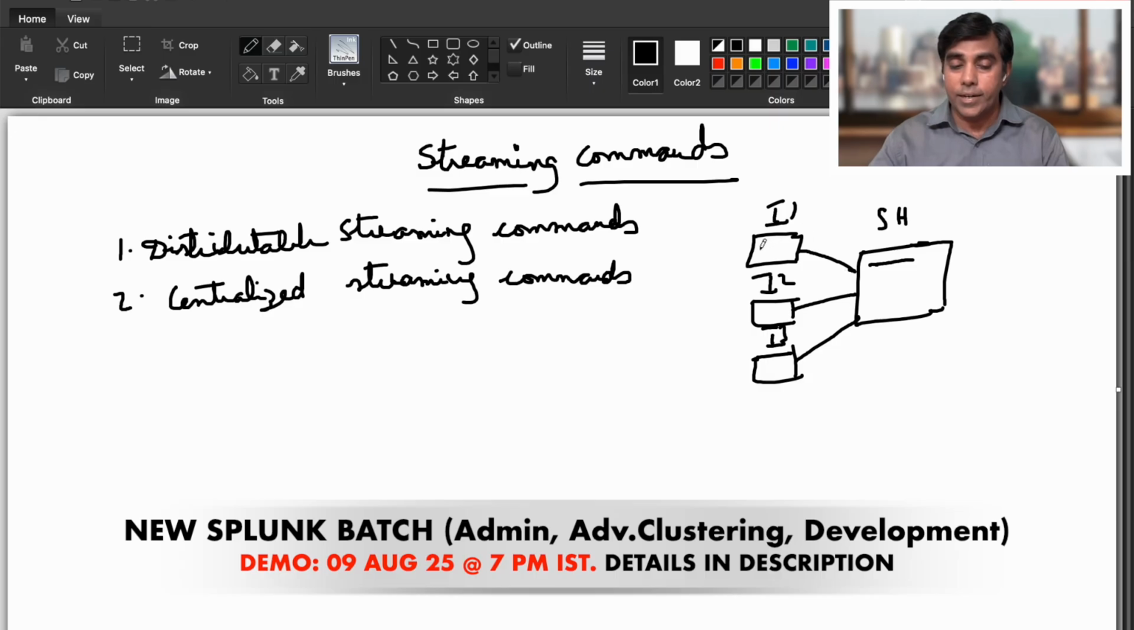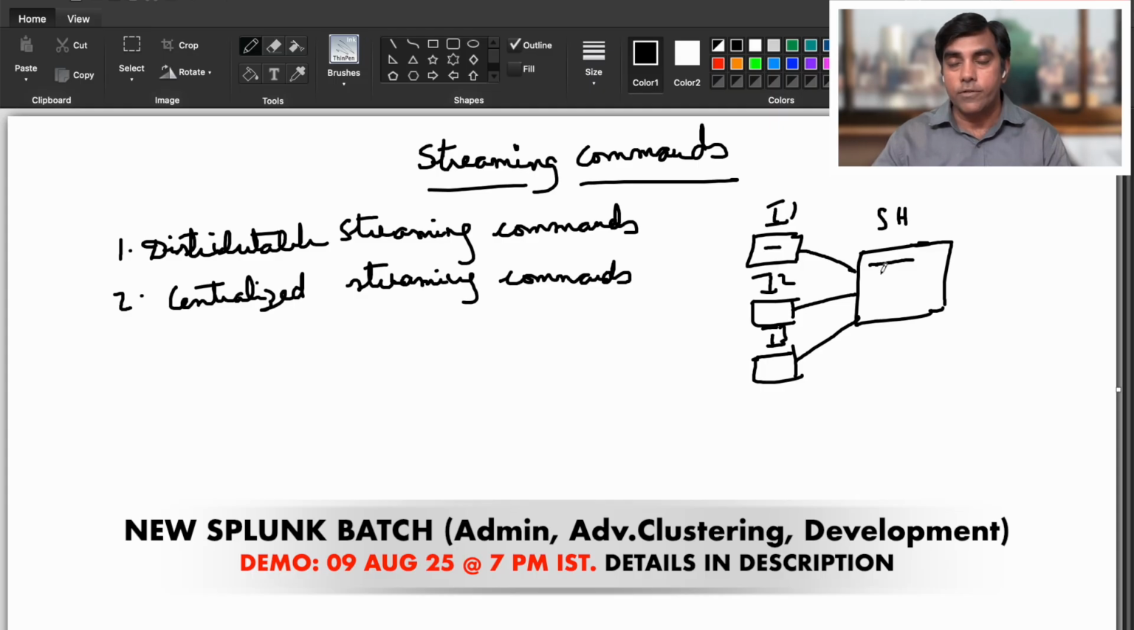But with distributable streaming commands, whenever I get only data pertaining to the particular index, if I use the same distributable streaming commands in the search head, I can get any one of the indexes but not collectively all the indexers' data, right? That's why we cannot use distributable streaming commands at the search head. They are not useful whenever we want to use them from the search head.